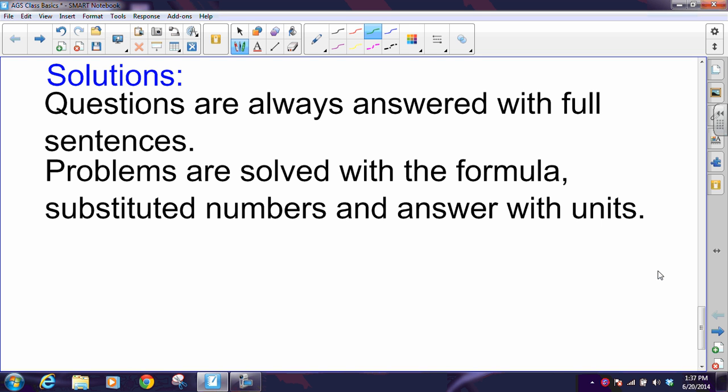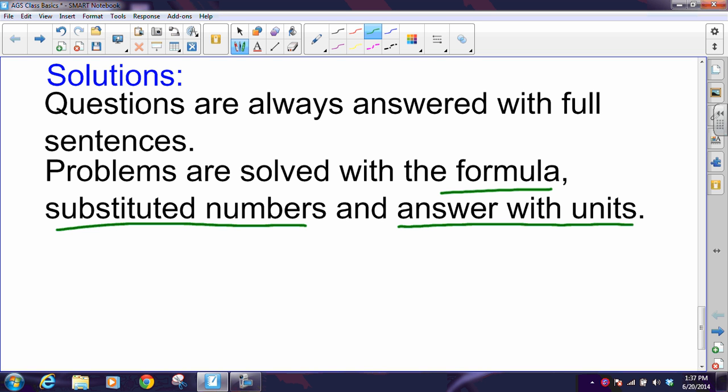Now, the next one, whenever we ask problems, some mathematical calculations, that means we want to see this on every single calculation, every single problem you do. We want to see the formula. We want to see substituted numbers and your final answer with units. So I'm going to show you a little example here.